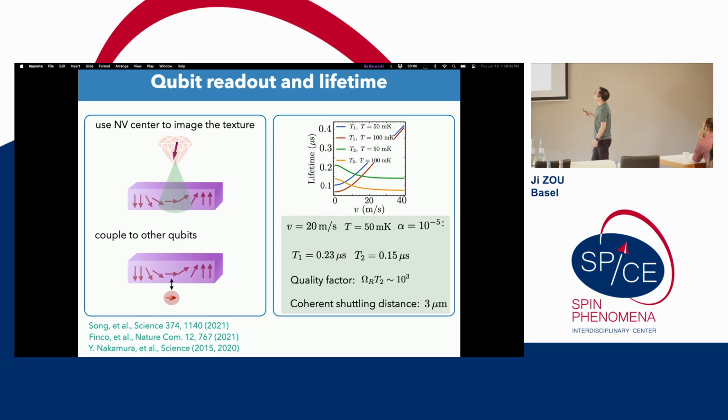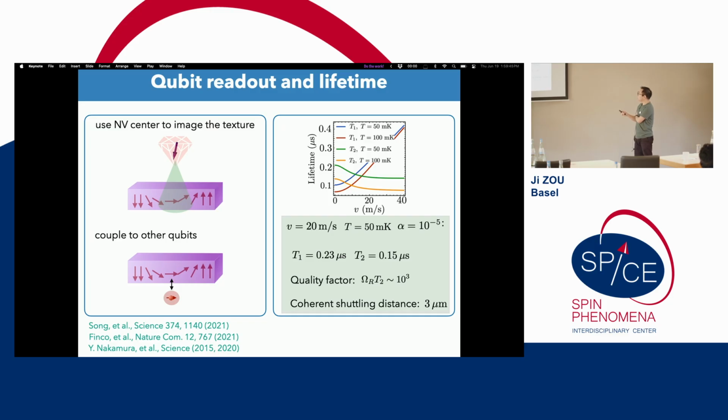Okay, so we also estimate the lifetime. Assume the velocity of the domain wall is 20 meters per second, the temperature is 50 millikelvin, and the Gilbert damping is 10 to the negative 5. Then the lifetime is about in the sub-microsecond regime, which is kind of decent, I would say. And the quality factor is about 1,000. Another important quantity is the so-called coherent shuttling distance, which is essentially the distance that this domain wall can travel within the lifetime, which is about several micrometers.